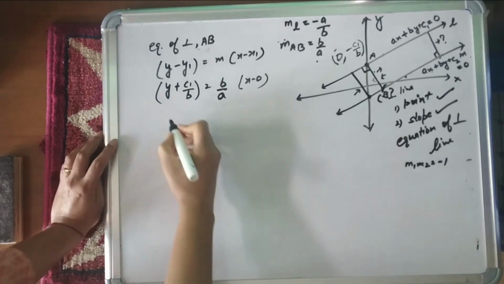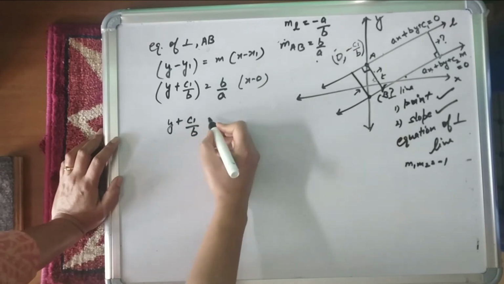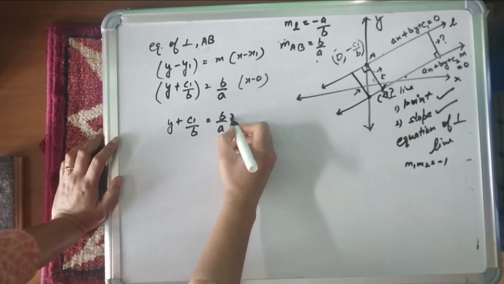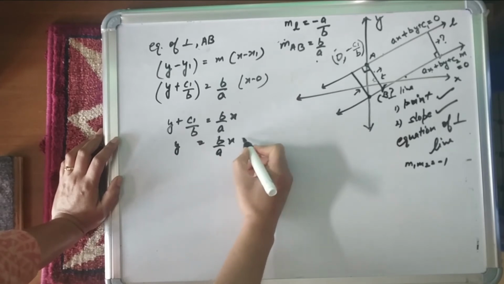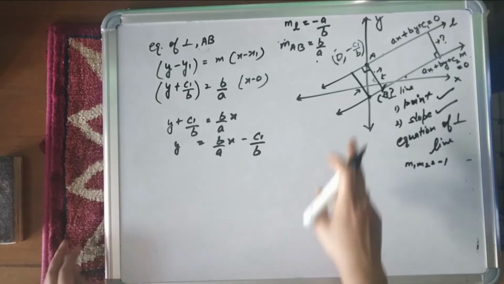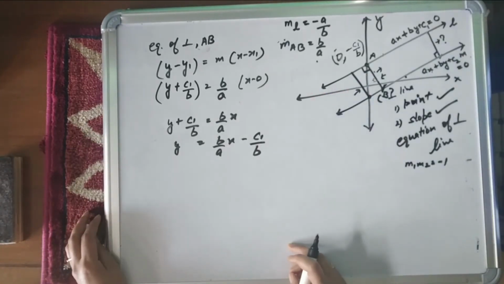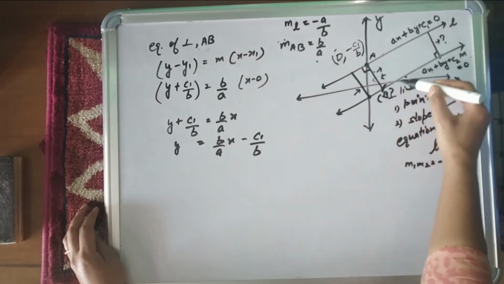Let's simplify this equation. You can bring it in any format, or you may keep it in the b over a slope-intercept form also. This is the equation of this line. So we got the equation of this line. Now I'll find out the point of intersection of these two lines.